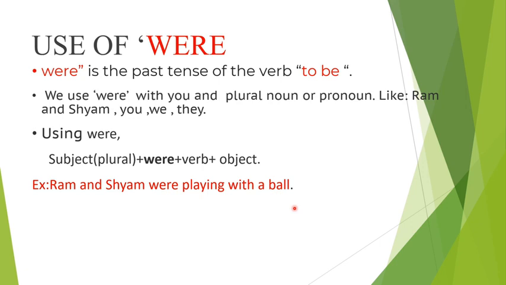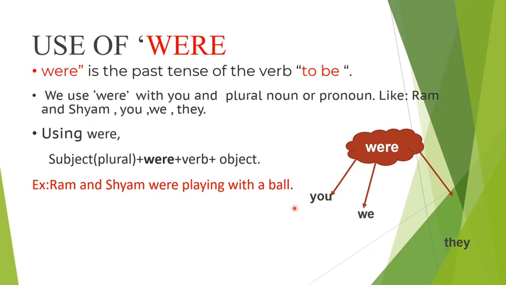Here we have to keep in mind this picture, that where we are going to use were. Were is used with you, we, they, and plural noun. So if you keep this in mind, then you will understand how you have to frame sentences, and where your past tense verb of to be, were, is to be used.